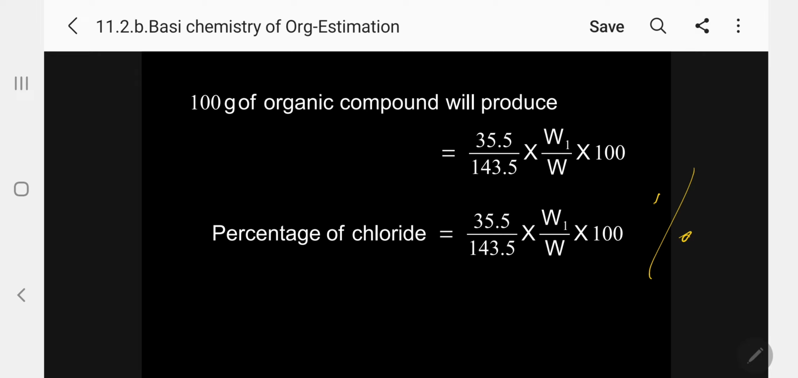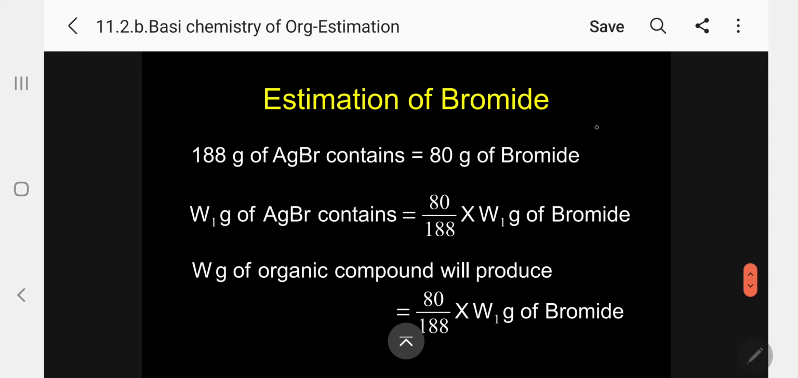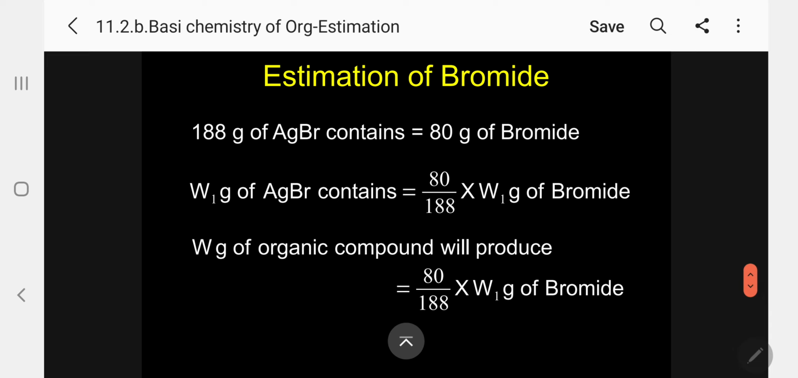In the same way, I can now estimate the bromide also. The procedure is the same, I need not repeat. So 188, please follow, 108 plus 80, where 80 is the bromine atomic mass. So 188 grams of silver bromide contains 80 grams of bromine. W1 grams of silver bromide contains 80 by 188 into W1.